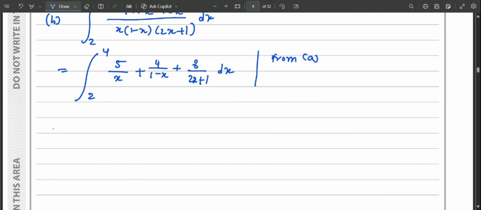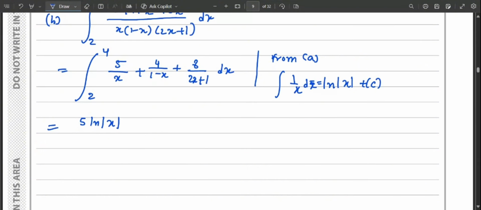Now, to integrate this, I have to integrate each of the terms separately. So I know that the integration of 5 divided by x would be equal to 5 ln x. We know that the integration of 1 by x is equal to ln x plus c.